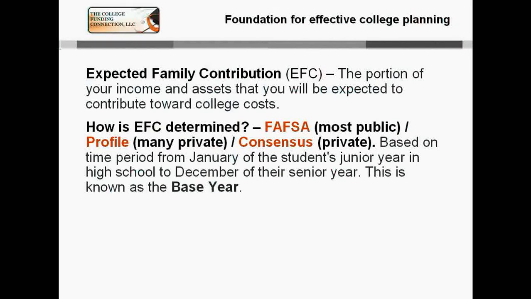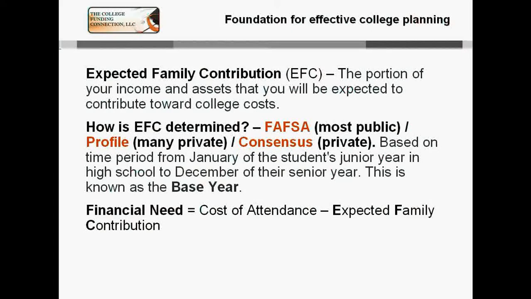But whether they're using FAFSA or one of the private calculations, the information that they're looking at is from the time period from January of the student's junior year in high school to December of their senior year. And this is known as the base year. And then every year thereafter, you do have to reapply for financial aid. And basically, they're looking at the most recent tax year. So in that first year, even though you're applying for financial aid in your student's senior year of high school, they're actually going back to their junior year financially and looking at the most recent tax year for the student and then also for mom and dad. So remember that you and your student are kind of in this together when it comes to financial aid calculations.